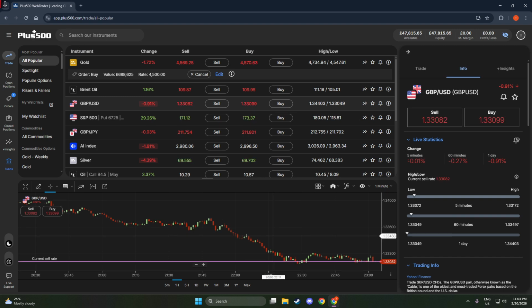Take a quick moment to notice the price quotes updating in real time and the spread, which is the small difference between the buy and sell prices. That spread is effectively your trading cost to enter a position.